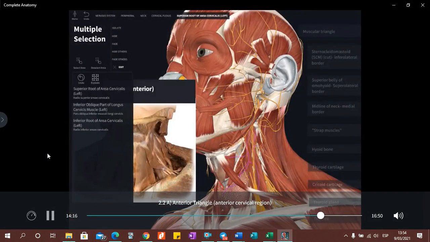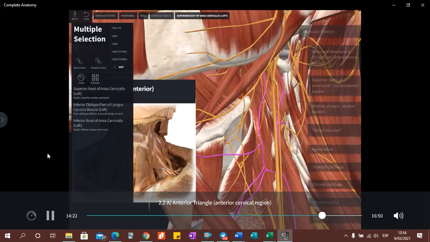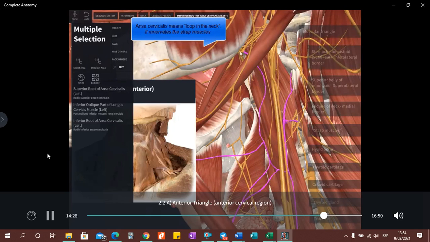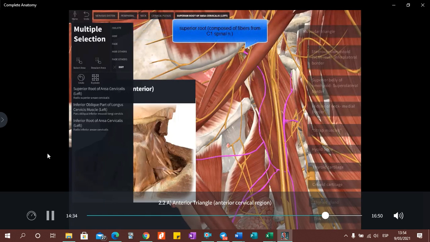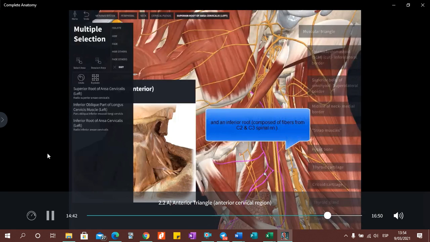So let's finish off this chapter now with a few closing remarks. First of all, you can see here I've highlighted for you in kind of a pinkish color the superior and inferior roots of the ansa cervicalis. The ansa cervicalis is actually called the nerve loop of the neck. See up here where the mouse cursor is, this is where the superior root comes off of the hypoglossal nerve. It just hitches right on there. Then it goes down and loops back around. This is the inferior root then.